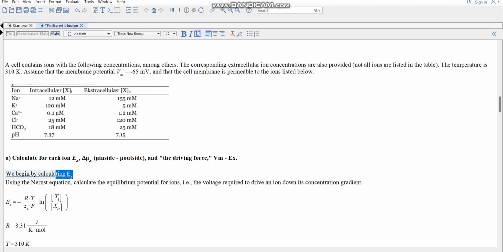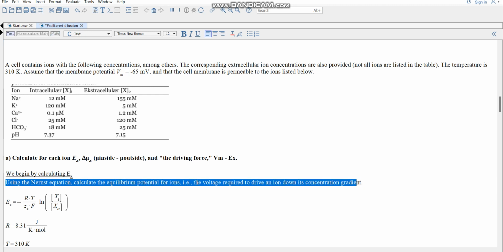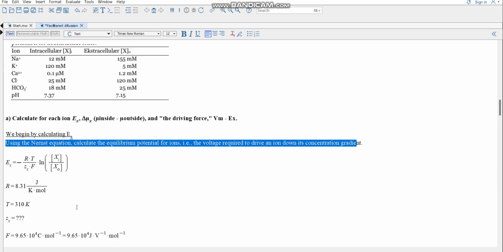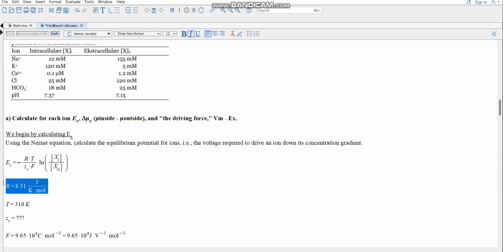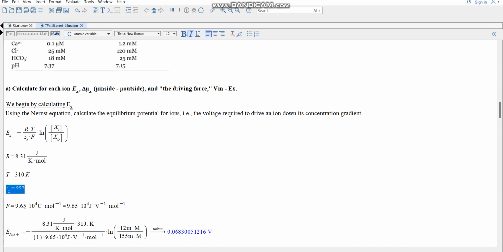So we begin by calculating the equilibrium potential for each of the ions by utilizing the Nernst equation. So this is the Nernst equation. R, the gas constant, is given. The temperature is 310 Kelvin. The ion valence is specific for each ion. For example, for sodium here, it's +1. For potassium, it's +1. For chloride, it's -1, and so on and so forth. Here we have Faraday's constant.